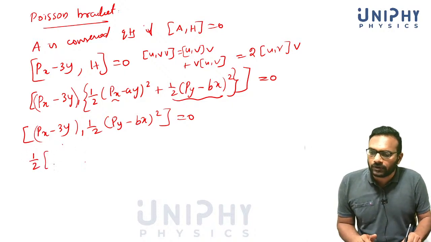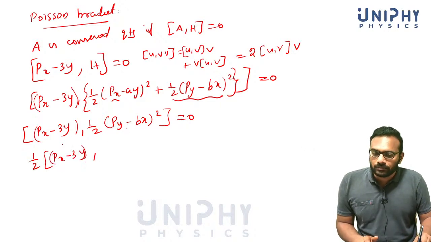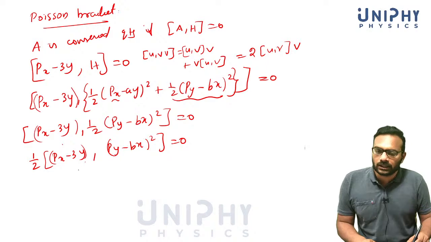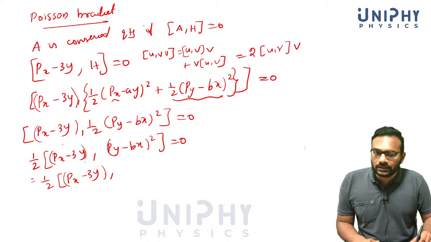So this is half px minus 3y, comma, u with v. I'll just write it again. Py minus bx whole square is equal to 0. So this is of the form u with v square, as we said. So it's equal to half px minus 3y, comma, u with twice u comma v.